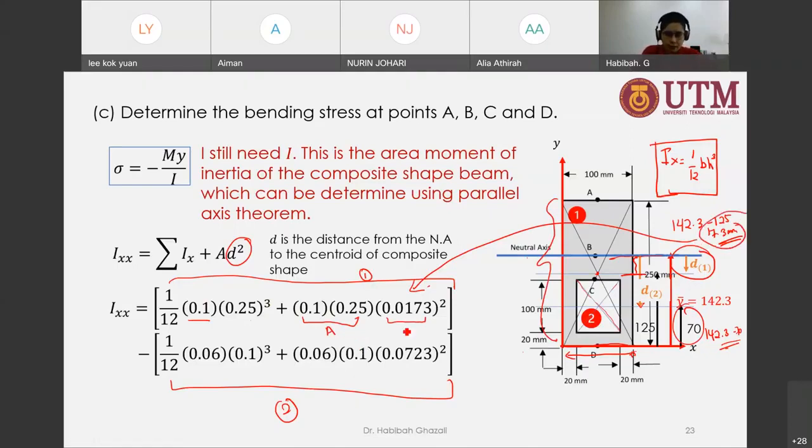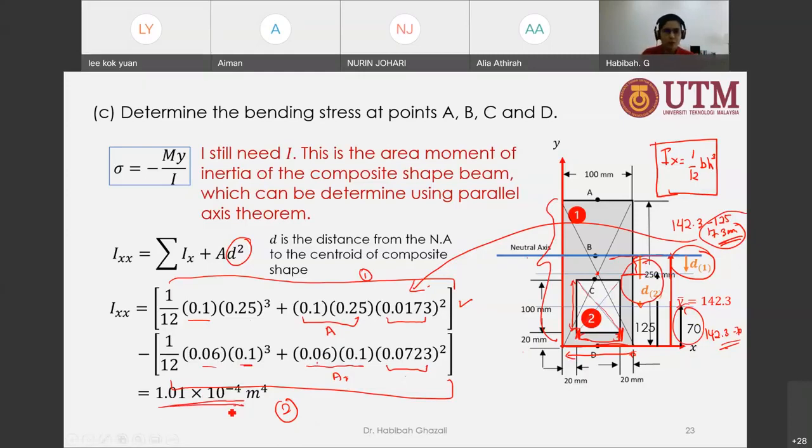So that's for shape 1. And for shape 2, we have 0.6 here, times 0.1 is its height. And we have this area of shape 2, 0.6 times 0.06 times 0.1, and this D is the distance that we have calculated just then. So when we do that calculation correctly, this is the I that we get.